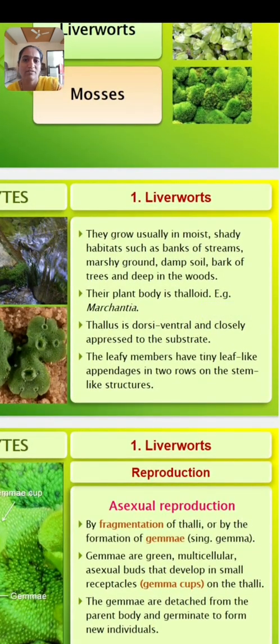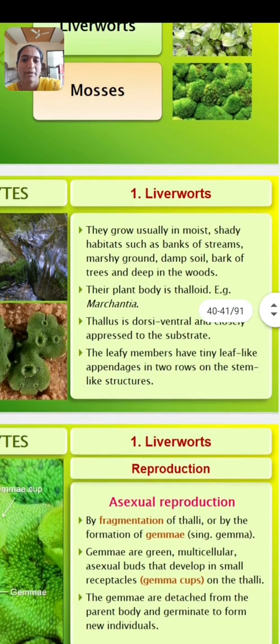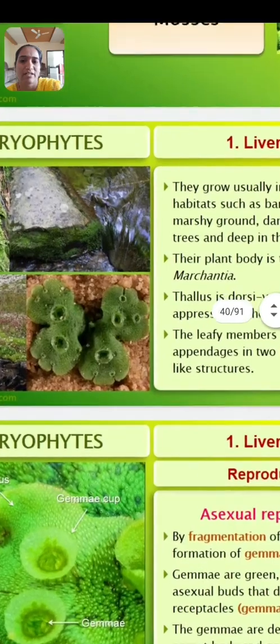What are the characters of liverworts? They grow usually in moist, shady habitats such as banks of streams, marshy ground, damp soil, bark of trees and deep into wood. Their plant body is thalloid, which means it is not differentiated into root, stem and leaves. Plant body is dorsi-ventrally flattened.